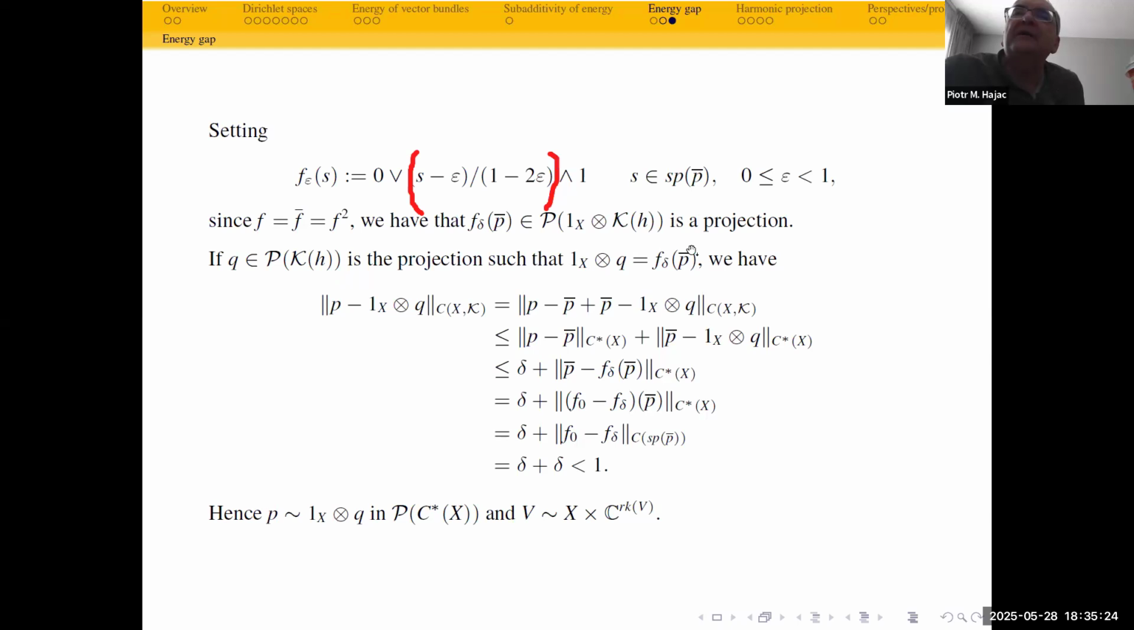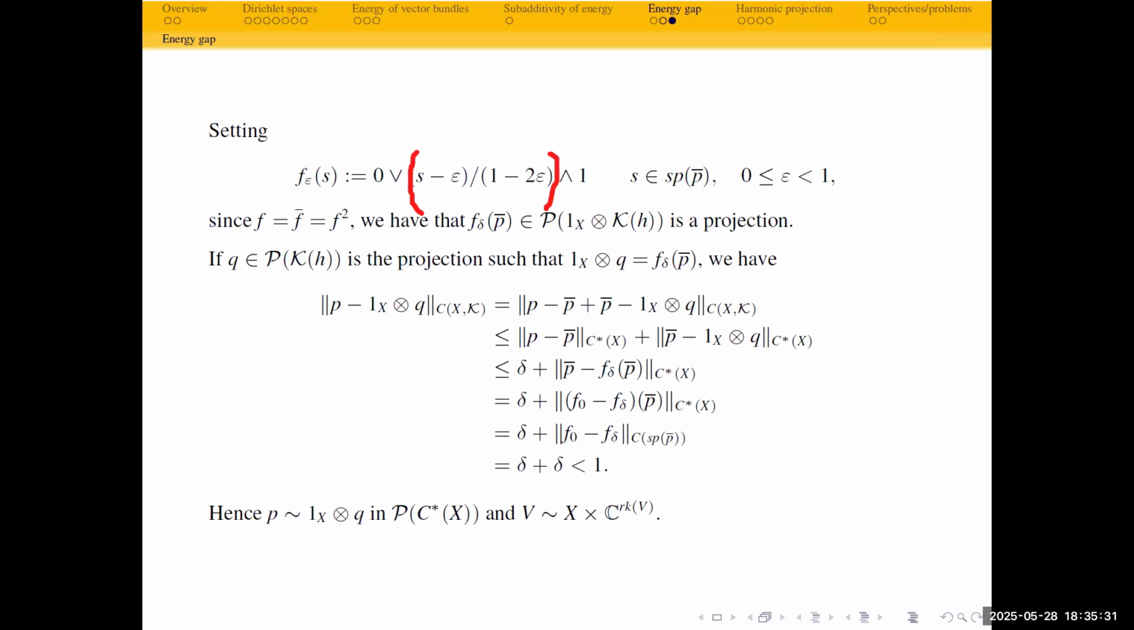So what does it mean to have a number, a number? It's a lattice.